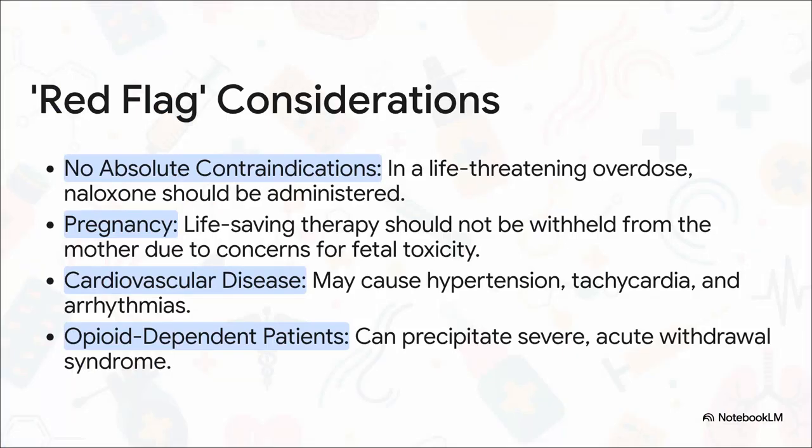Let's get this out of the way first. The bottom line is, if someone is dying from an opioid overdose, you give naloxone, period. There are no absolute contraindications. Even in a pregnant patient, you save the mom. Now, with that said, you do have to be a little careful.